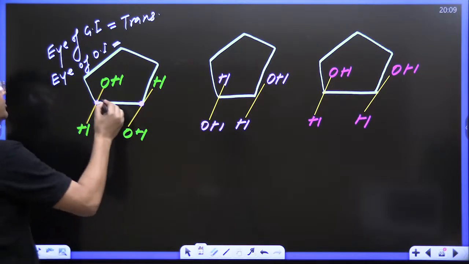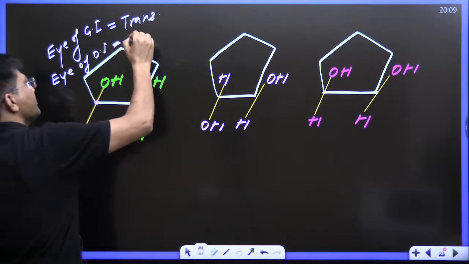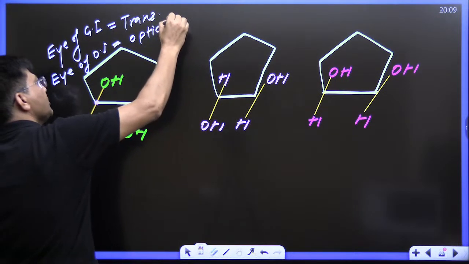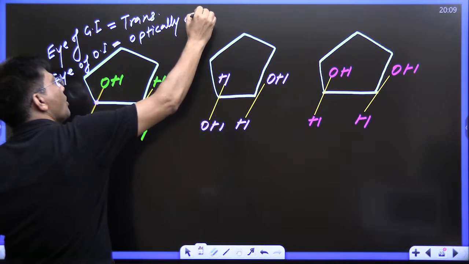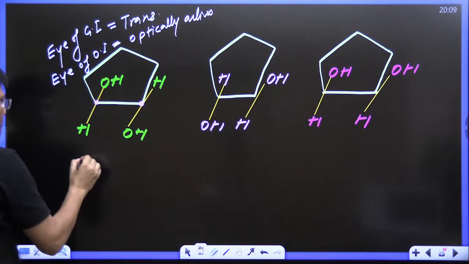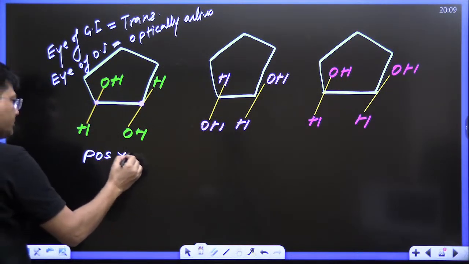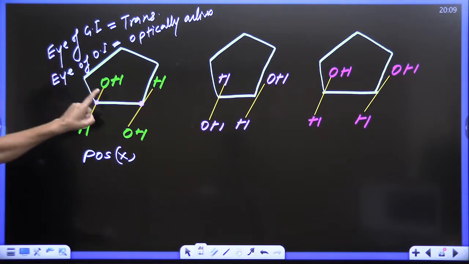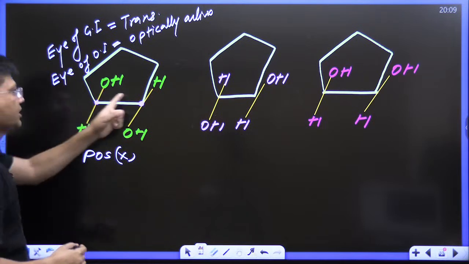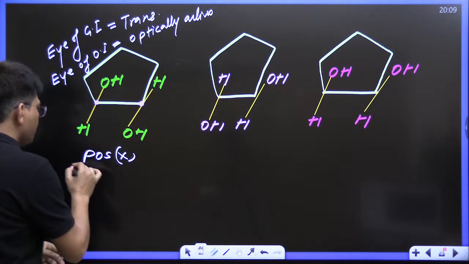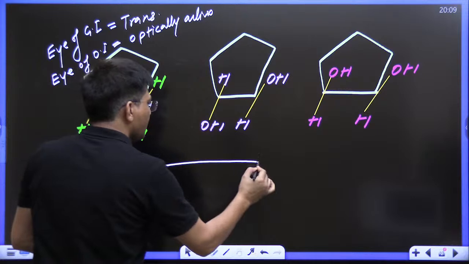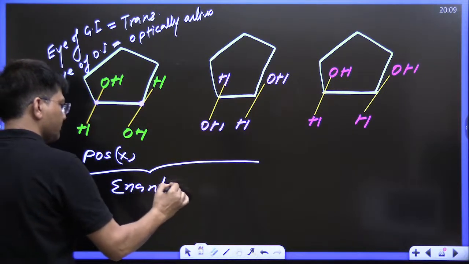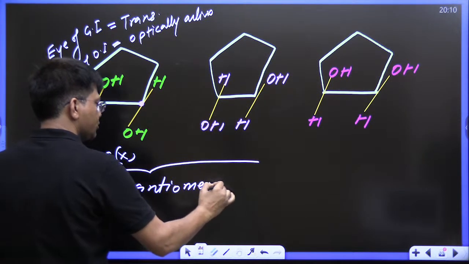So this compound is optically active. This compound is optically active because it does not have a plane of symmetry. Plane of symmetry is missing. So if you say this compound is dextrorotative, then its mirror image is levorotatory, and both of them are enantiomers. So I will say enantiomeric pair.